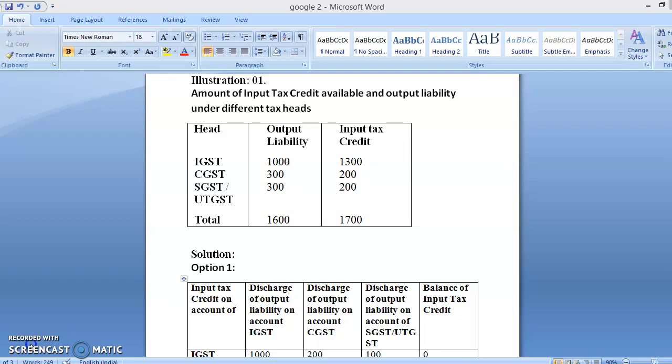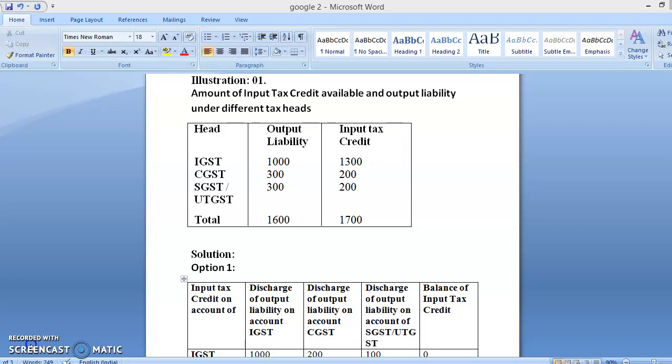So I can go to CGST credit. I have CGST credit 200 but liability is 300. But out of this 300 CGST liability, I've already set off 200 from IGST credit. So only 100 CGST liability remains and this will be set off from CGST credit balance. And the remaining 100 CGST credit is still with us.